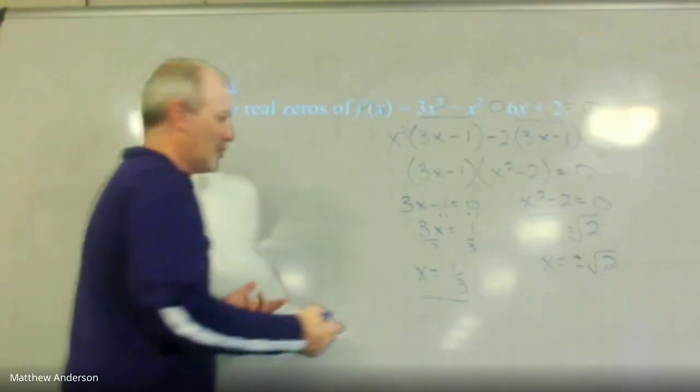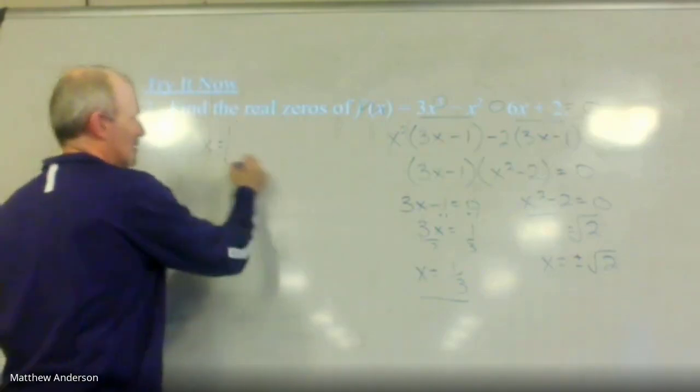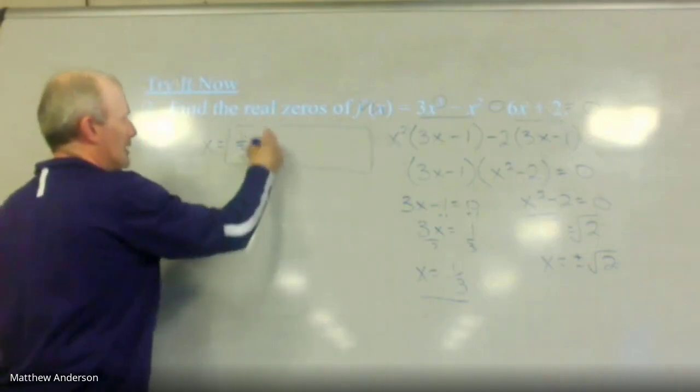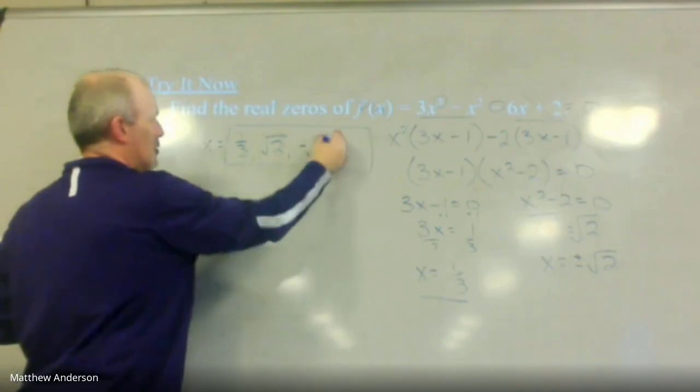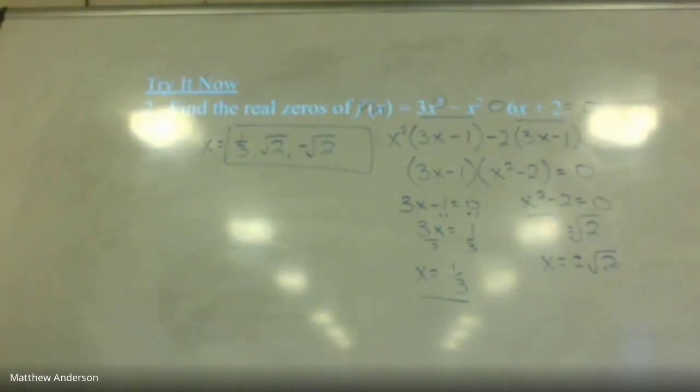So our zeros would be, and this is how it looks in your homework, you'll put in 1/3, you'll put in square root of 2, and you'll put in negative square root of 2, just separated by commas. You'll list them all in one box like that. Wasn't that a lot easier than having to guess and check? That's why we don't like to guess and check unless we absolutely have to.